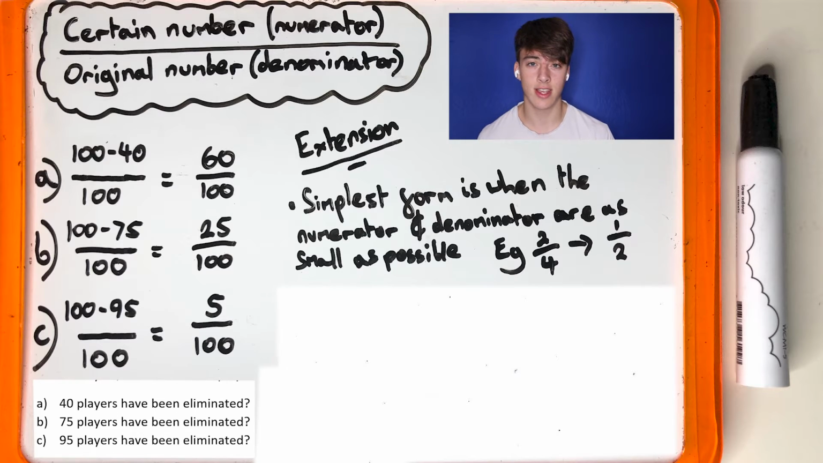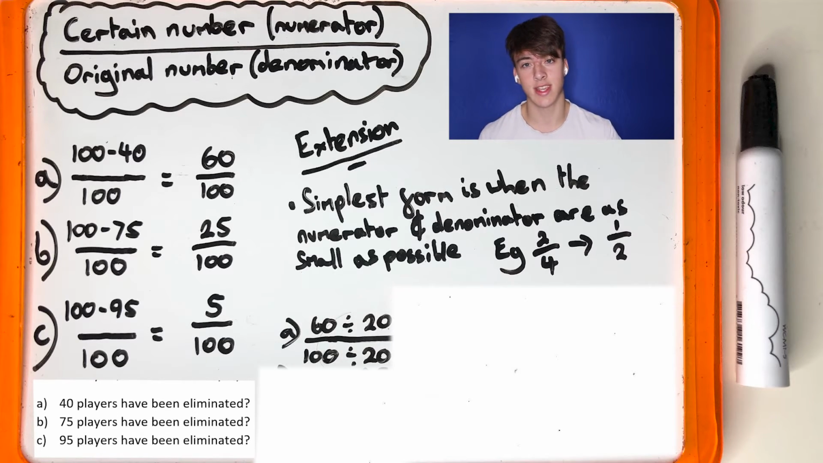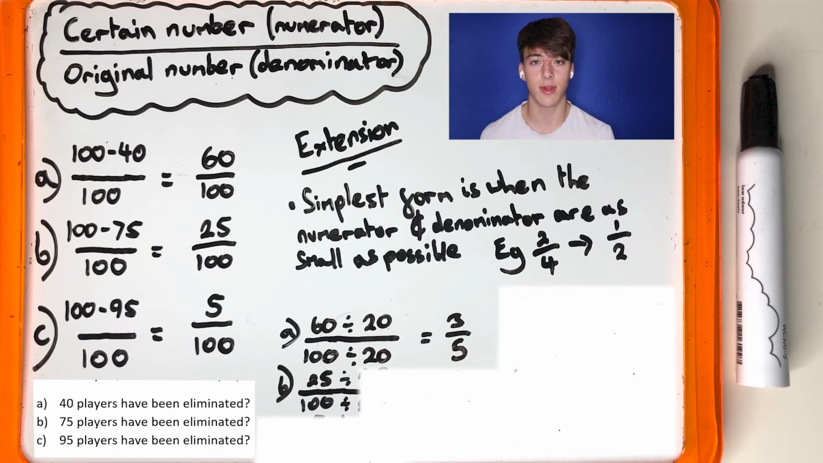Okay, so for A, the highest common factor of 60 and 100 is 20. So I divide the numerator by 20 and I divide the denominator by 20 to give 3/5, or 3 out of 5, as the simplest form of the fraction. Then for B, the highest common factor is 25, so I'm going to divide the numerator by 25 and then the denominator by 25 to give 1 out of 4, or a quarter, as the fraction in its simplest form.